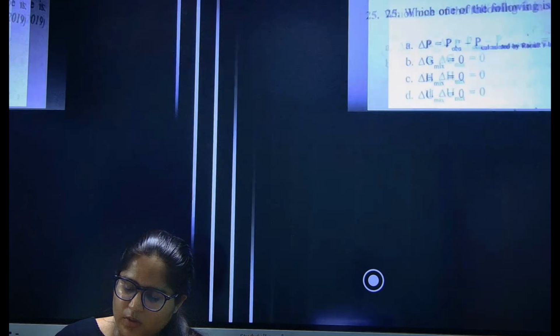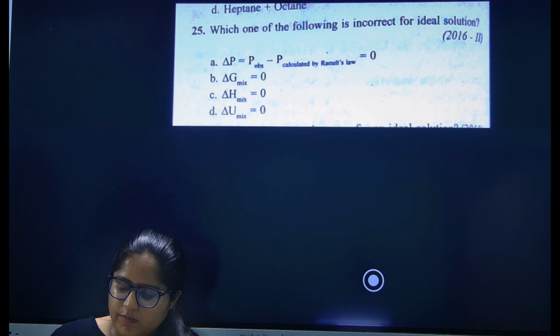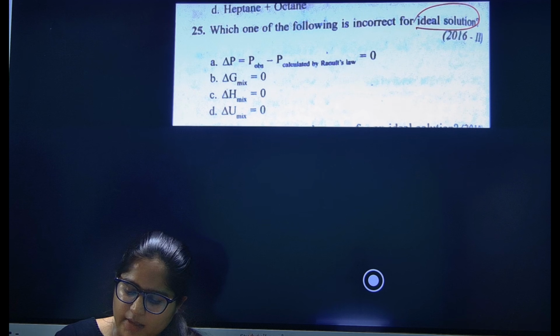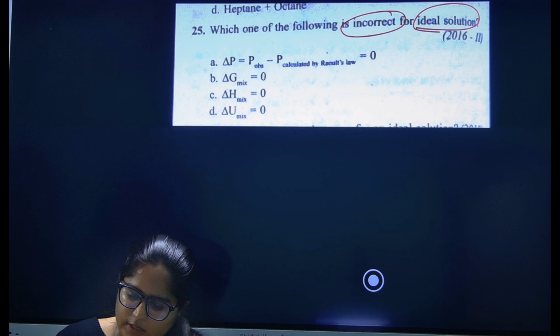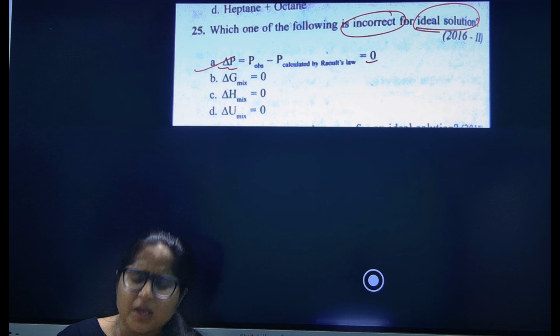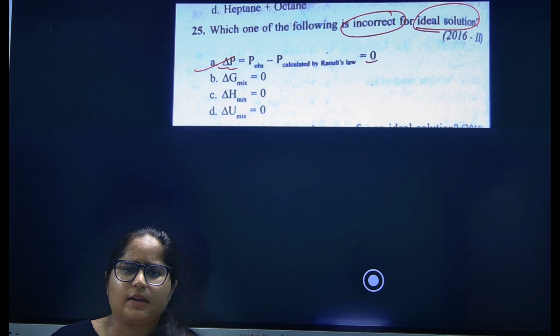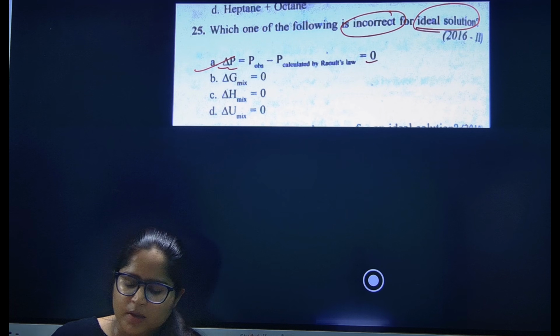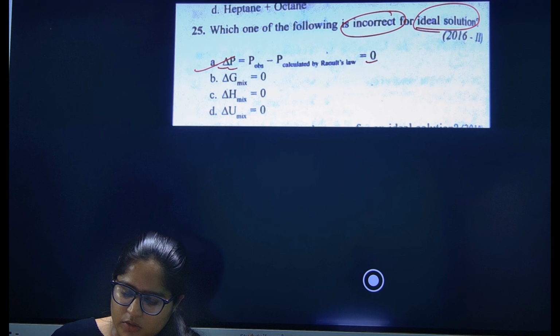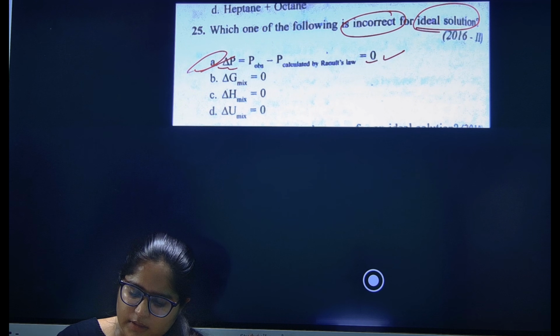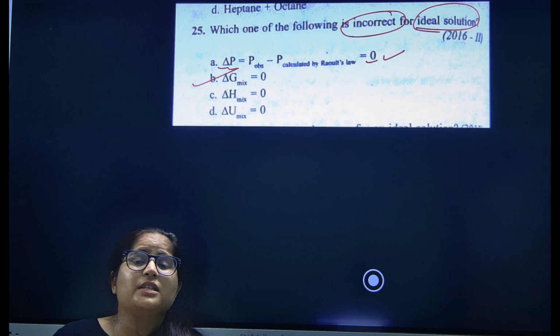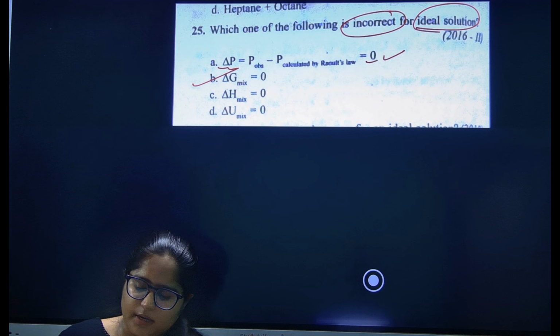Okay, now let us see the next question. Which one of the following is incorrect for an ideal solution? Incorrect they are asking. For an ideal solution, delta P will be 0. Yes ma'am. Interaction same, vapor pressure same. So initial, final, observed, calculated, the change will be 0 because initial and final are the same. So this is right, but the answer is not correct. Delta G is 0. Very bad. Delta G for every type of solution is negative. Option B is the right answer.